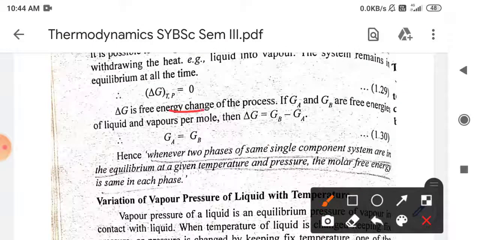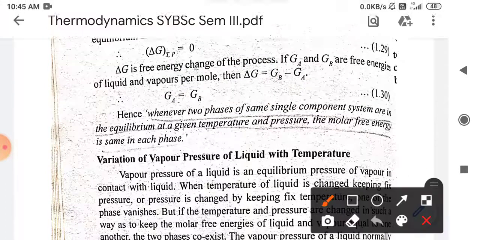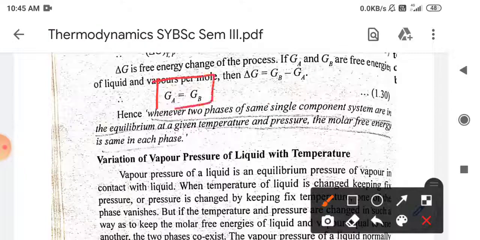So delta G is the Gibbs free energy change in the given process, and Ga and Gb are the free energy changes of the liquid phase and vapor phase per mole. So this delta G comes out to be what? Gb minus Ga, that is the Gibbs free energy of the vapor phase minus the Gibbs free energy of the liquid phase. But at equilibrium we know that this delta G is 0.